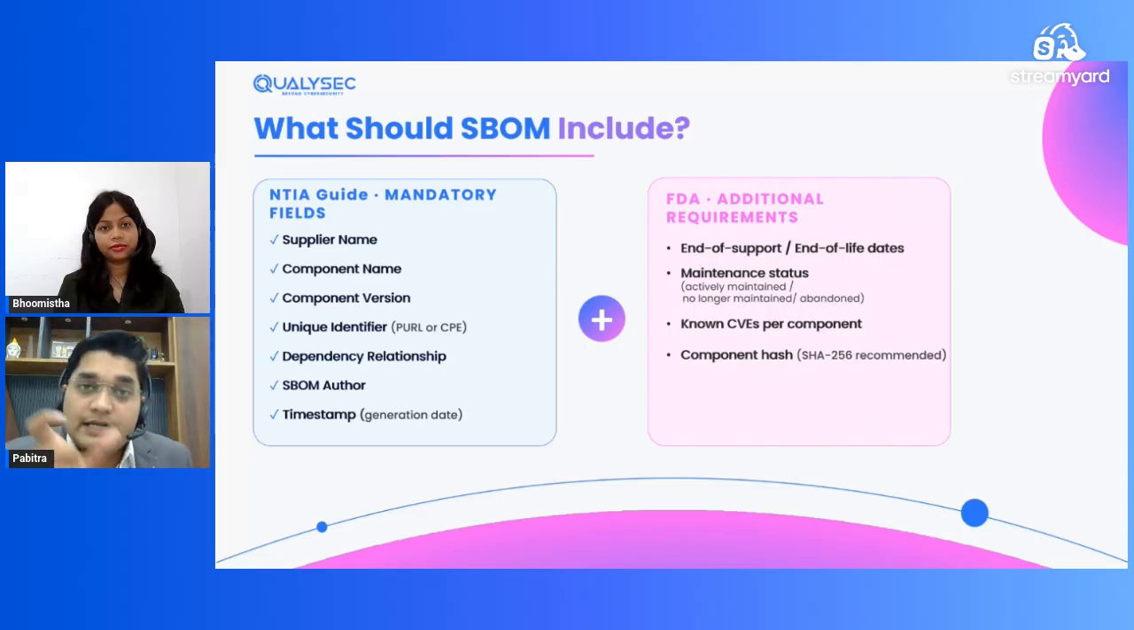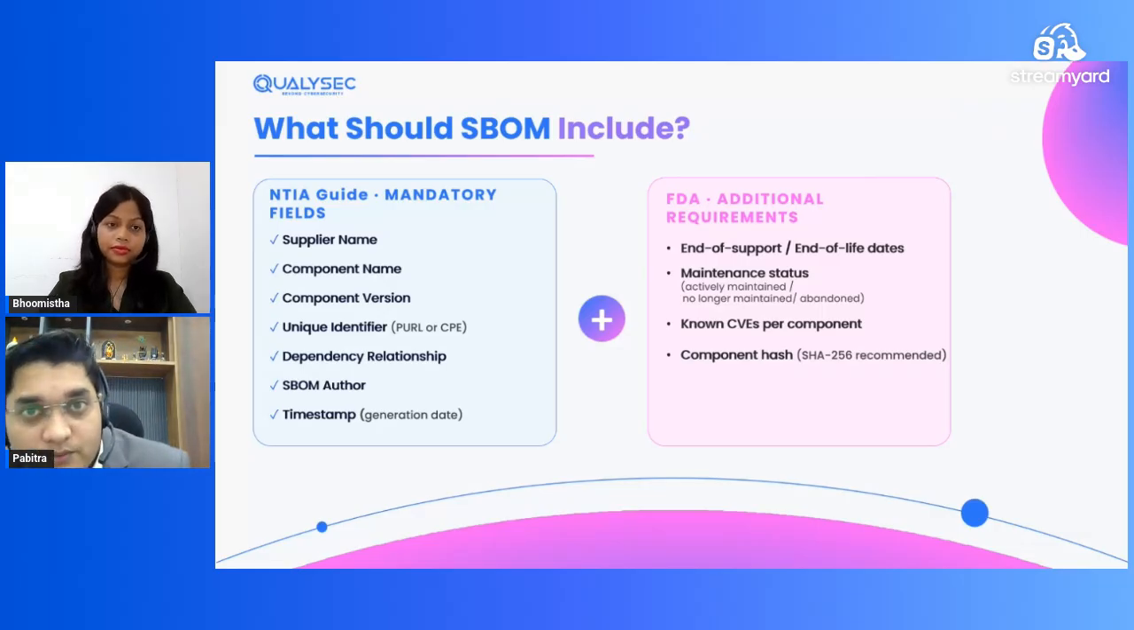They need a maintenance status, like whether the supplier is actively maintaining it, no longer maintaining it, or has abandoned it. We have to provide a maintenance status. Then the known CVEs per component. For each component, what are the known CVEs affecting it? We have to give that information as well.